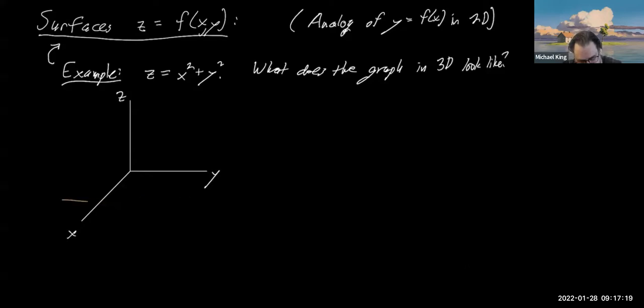If you hold down with Notability, it's supposed to make a straight line. There you go. So let's say that's x equals 2, and that's y equals 1. So here is x equals 2. Here is y equals 1. So this is the point 2, 1, 0.